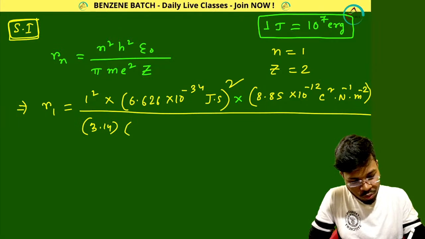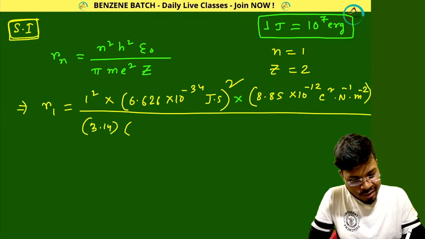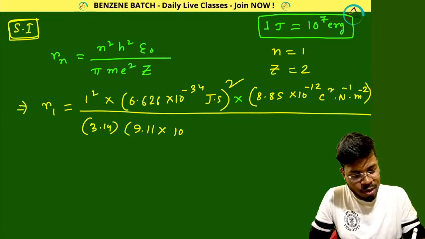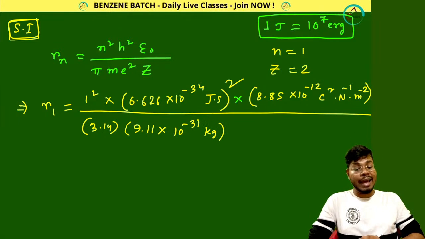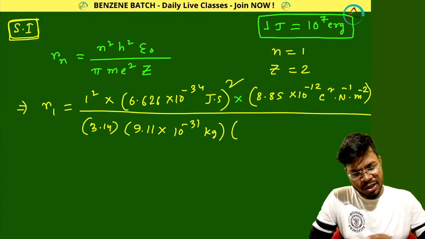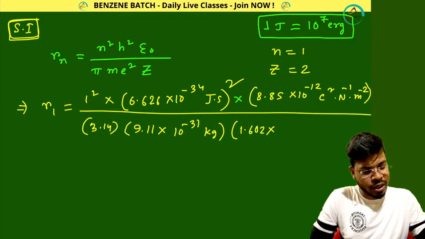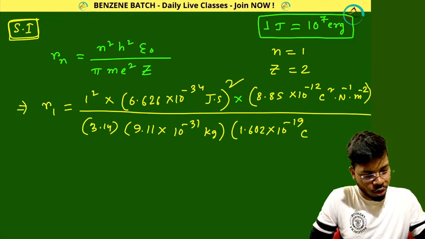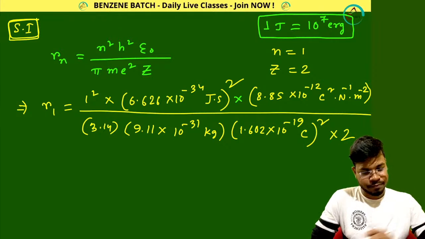m value in SI unit? Remember, mass of electron in SI unit is 9.11 into 10 to the power minus 31 kg. In case of CGS unit, it's minus 28 gram. It's SI unit, kg. Charge of electron in Coulomb, what will it be? It will be 1.602 into 10 to the power minus 19 Coulomb, squared. Finally, Z value is 2.